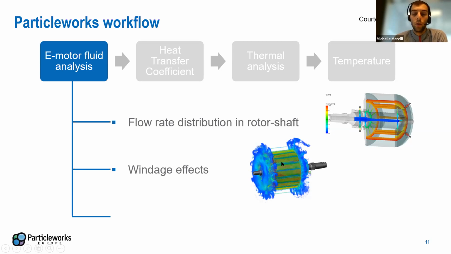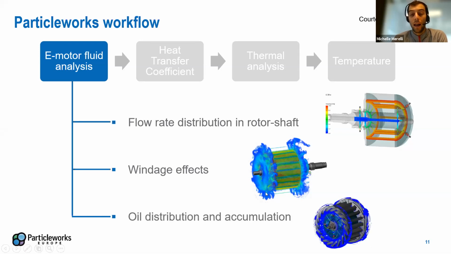One possible solution is to simulate air before simulating oil. In this way, we can split the particle size, so the mesh size, between the air and the fluid component. And in general, after simulating air, we transfer this information as an air field to the fluid-only, oil-only simulation, and we can extract and visualize the distribution of oil in the winding area and in the housing.